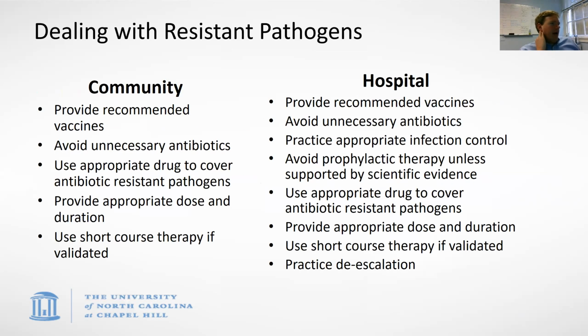All right. So how do we deal with resistant pathogens? Kind of bringing this all together. In the community, I always say provide recommended vaccines. If you're vaccinated, you're less likely to get infections, and you're less likely to get antibiotics. Avoid unnecessary antibiotics. Use the appropriate drug to cover antibiotic-resistant pathogens. Provide the appropriate dose and duration. So it's just good stewardship. Don't give people more antibiotics than they need.